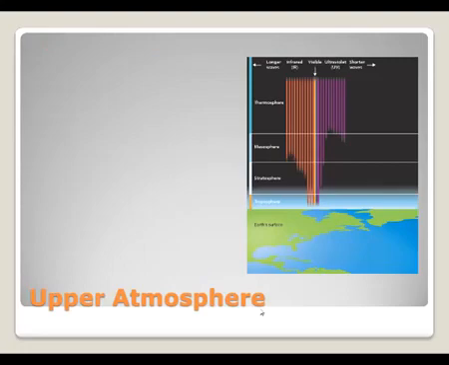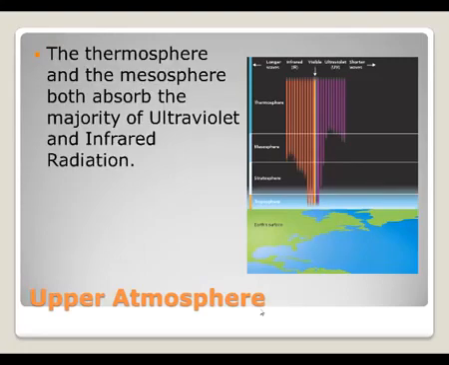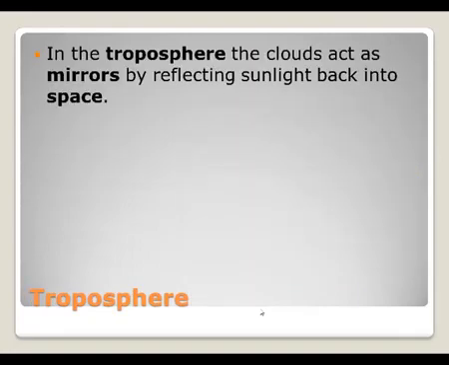The upper atmosphere. The thermosphere and the mesosphere both absorb the majority of the ultraviolet and infrared radiation. In the troposphere, the clouds act as mirrors, and they help to reflect sunlight back into space. Some things on Earth's surface reflect light as well. We call this Earth's albedo.